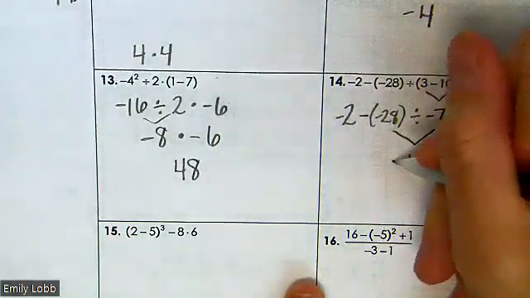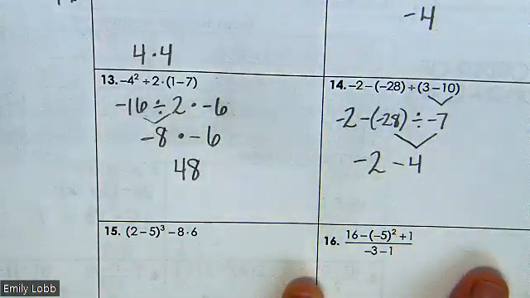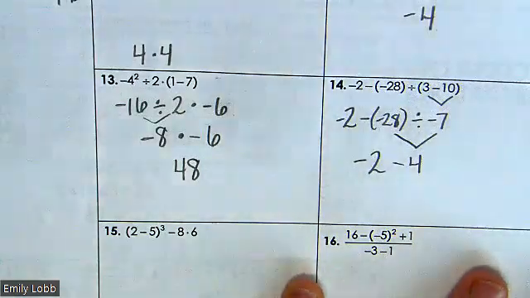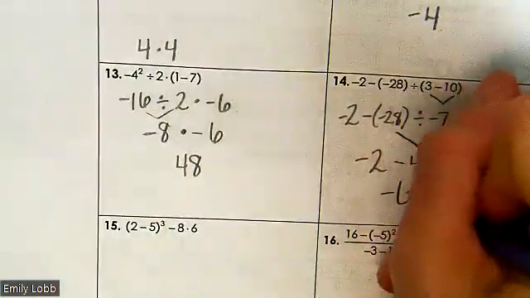But then I'm going to bring down that minus sign there, and then my -2. So -2 minus 4. Think about your number line. It's getting more negative. If I start at -2 and I subtract 4, -6.